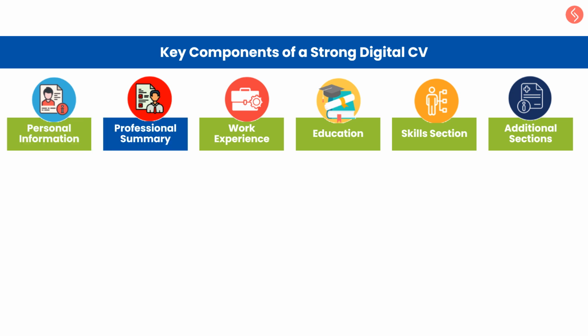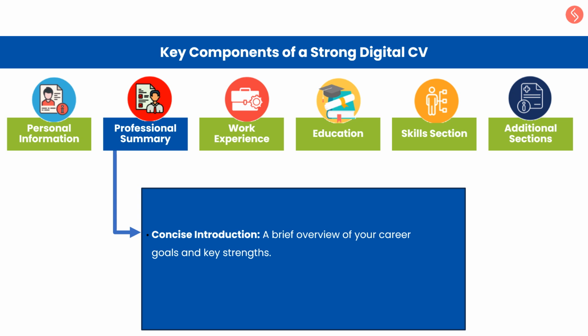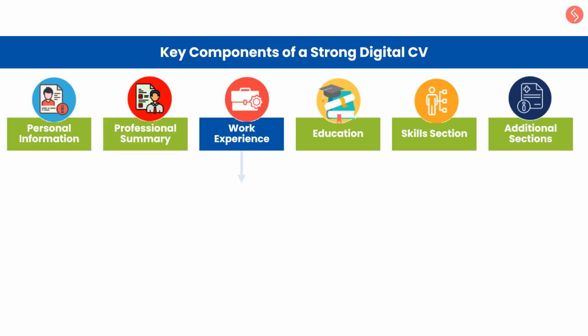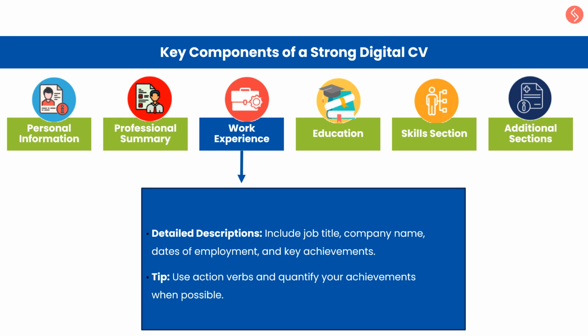Professional summary. In this section, provide a brief overview of your career goals and key strengths. Tailor this section to match the job you are applying for. Work experience. Provide detailed descriptions of your work experience, including your job title, company name, dates of employment, and key achievements. Use action verbs and quantify your achievements when possible.